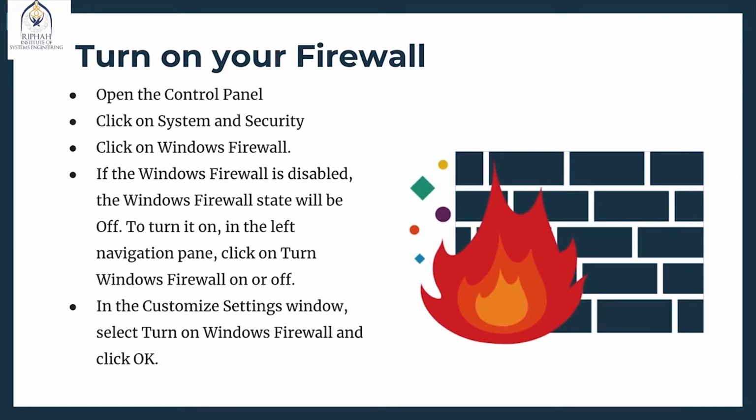Click on the Start menu or hit the Windows key. Open the Control Panel. Click on System and Security. Click on Windows Firewall. If the Windows Firewall is disabled, the state will be off. To turn it on, in the left navigation pane, click on Turn Windows Firewall on or off. In the Customize Settings window, turn on Windows Firewall and click OK.